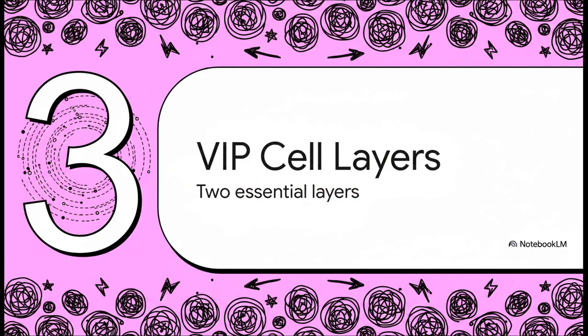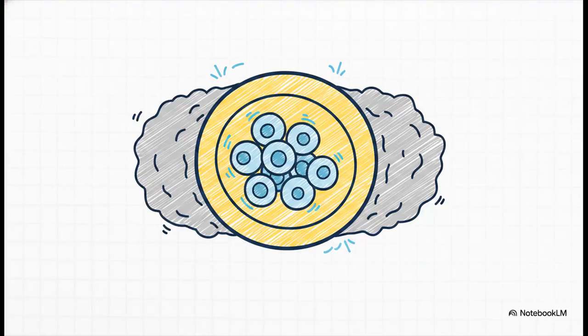All right, Section 3, the VIP cell layers, the zona pellucida and the trophoblast. During this hollowing out phase, the cells start organizing themselves into highly specific layers, essentially acting as two crucial character archetypes for our story. First up, we have the zona pellucida.